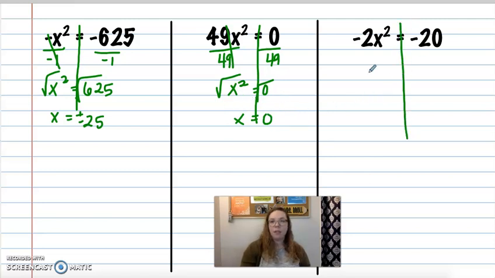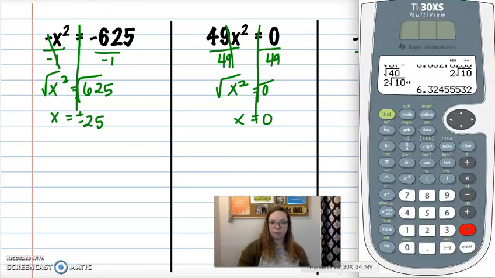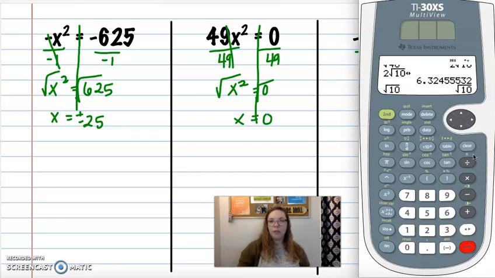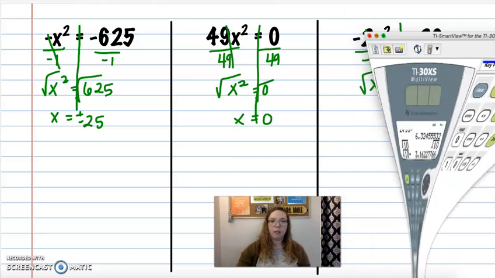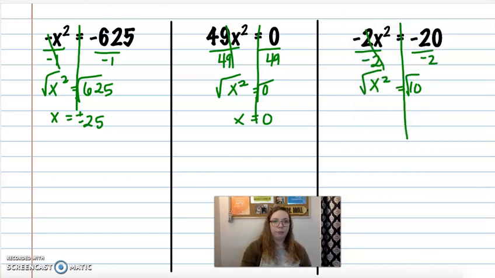And then last one for this slide, I'm going to divide by -2 on both sides. So x squared equals 10, and we'll square root 10. So exact form is just root 10. Approximate form is 3.2 if we round to one decimal place. So here's our exact form and our rounded form.